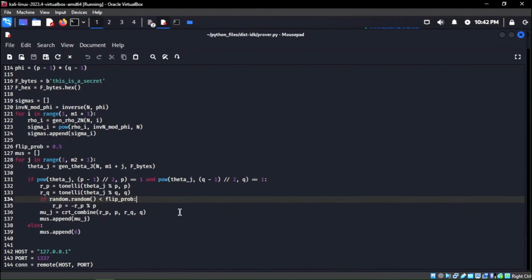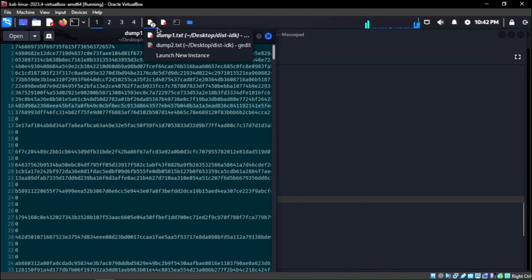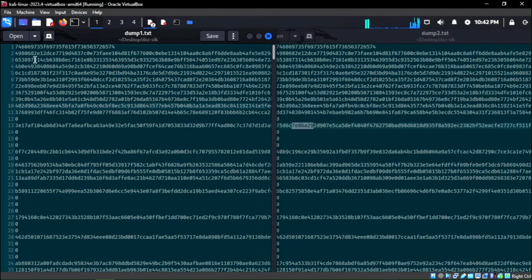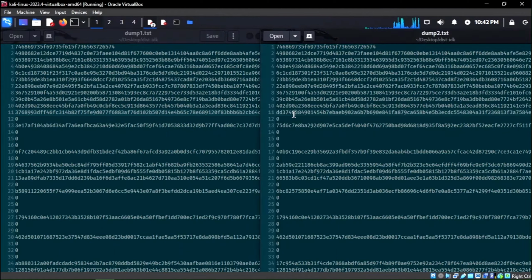Now we went into the dump files. So look at the dump files. So here are some lines that are the same here and some different lines here. So even though our prover uses fake P and Q, it hints at the random process used to create the numbers in the real dumps.